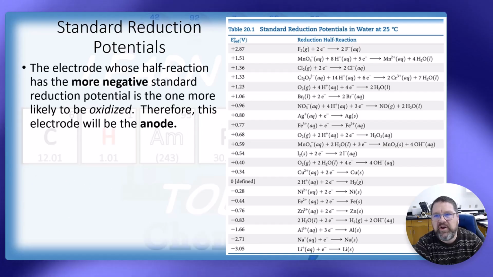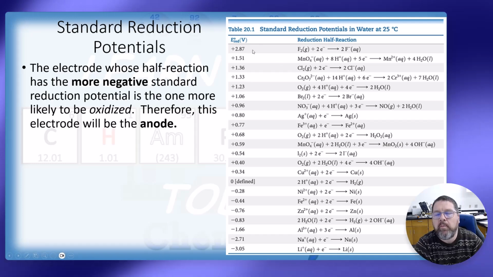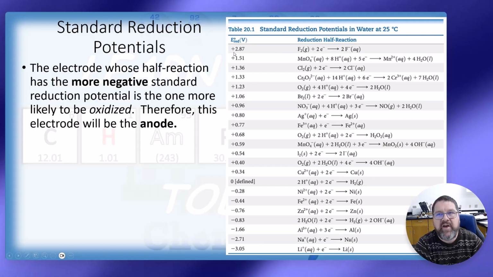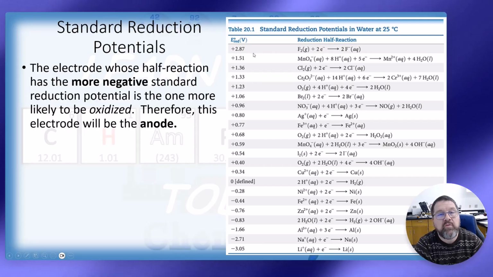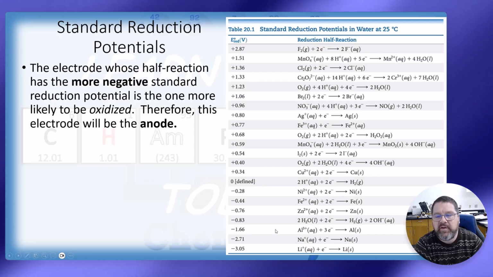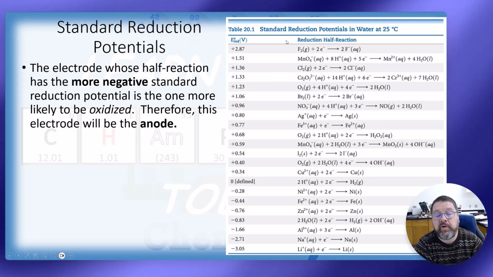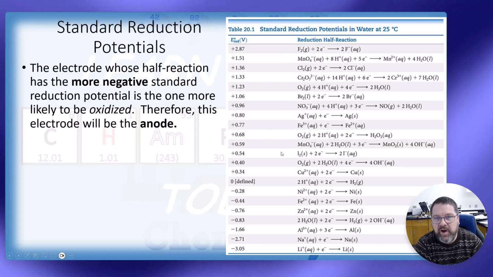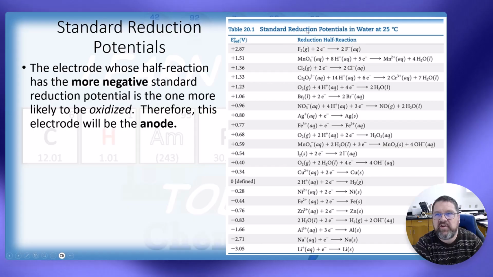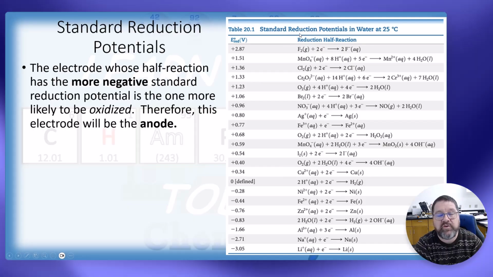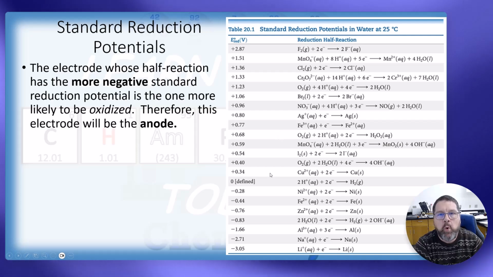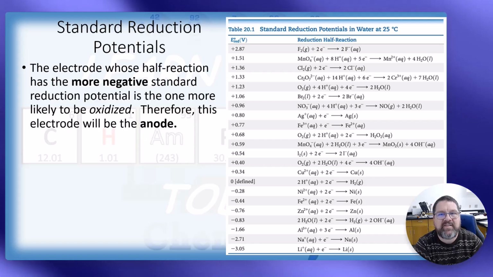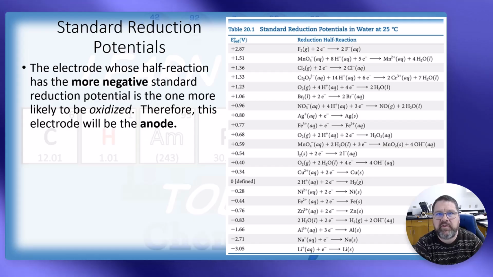And so how do we read this? How can we use this? Well, because it's a standard reduction potential table, the more positive the value is, it means it's more favorable to be reduced. And the more negative the value is, that means it's less favored to be reduced. Therefore, it's more favored to be oxidized. And that's really the important piece for us, since the reduction potentials are typically presented as reduction potentials. And so whatever has the more negative standard reduction potential is what will be oxidized, and therefore that's what's going to be serving as your anode.